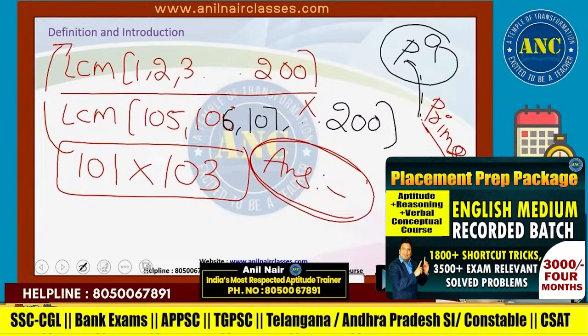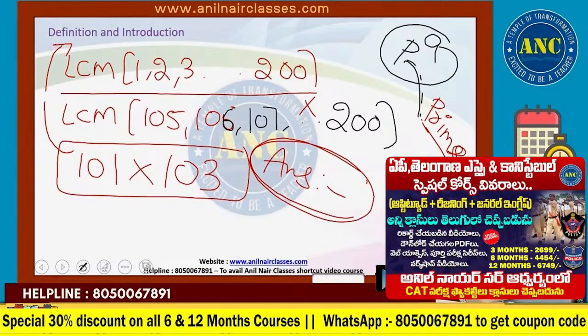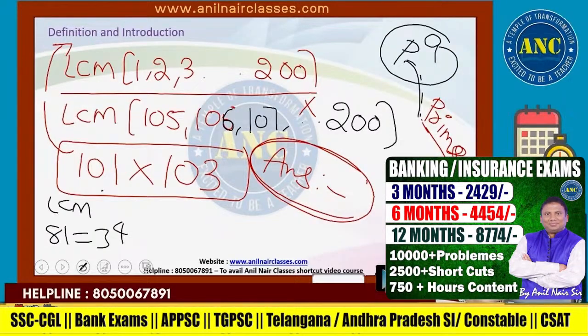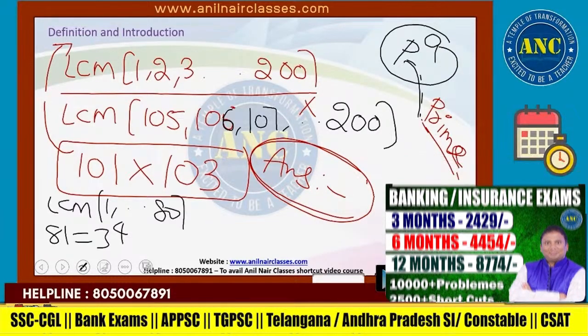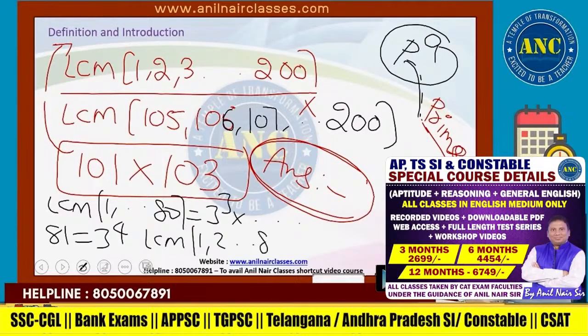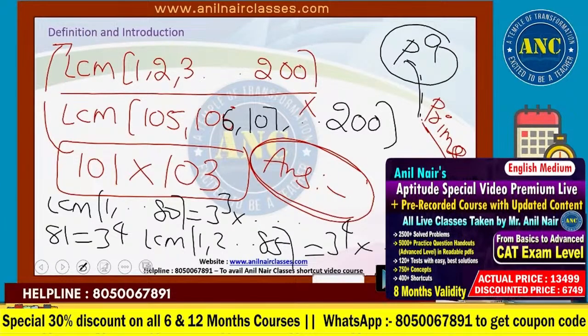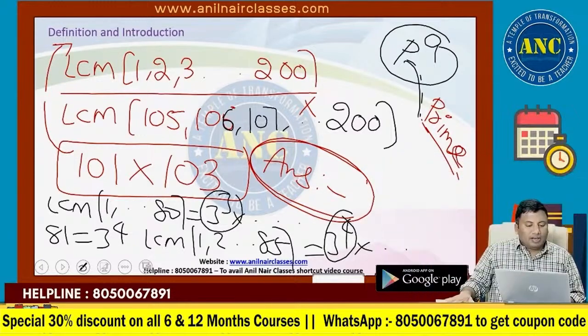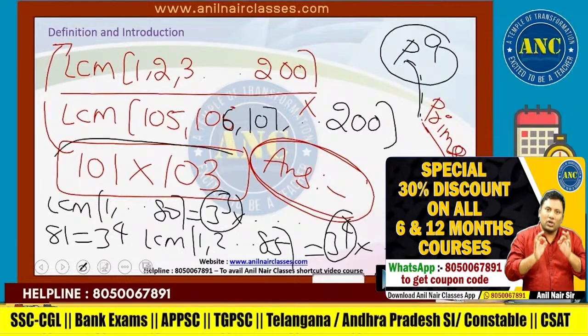Here Shiva, what can I tell you? 81 is 3 power 4. LCM of 1 till 80 will give you 3 cube into something. LCM of 1 till 85 is 3 power 4 into something. Extra 3 will come, right? Extra 3 will come. Answer for this question is 101 into 103.